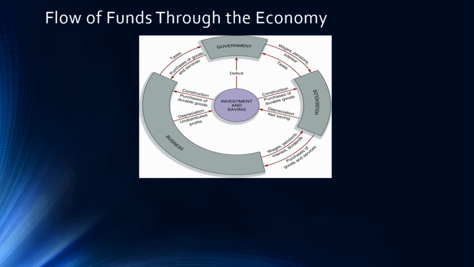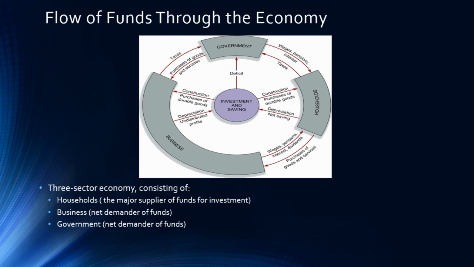Here is a chart of the flow of funds into the economy. You can see there are three sectors. Households are the major supplier of funds for investment. Businesses are the net demander of funds. Businesses need the funds in order to operate. And then the government is also a net demander of funds. As you can see, business is the biggest net demander of funds here.